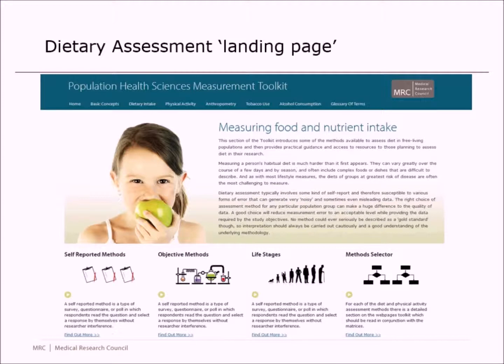And so that fruit will take you through to your domain landing page. And then you can go through directly to other self-reported methods like questionnaires, objective measures like biomarkers, or some proxy method perhaps, life stages, so if you're particularly interested in pregnant women or something. You can go directly through to the population or the section that you're particularly interested in.